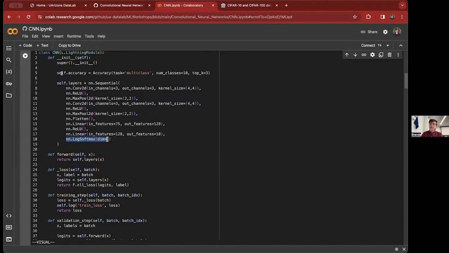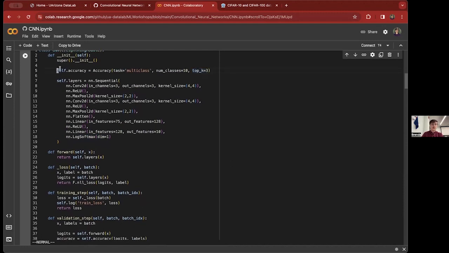I'm also defining here a nice utility class called accuracy, and you can tell it this is a multi-class classification task because we have 10 classes we're trying to classify. So we tell it how many, and we can also say that it counts if the correct class is in the top 3. This is very simple. It just wraps this up for us. We don't have to write any of the code to calculate the accuracy. So we store that and we'll be using it in some of the methods.